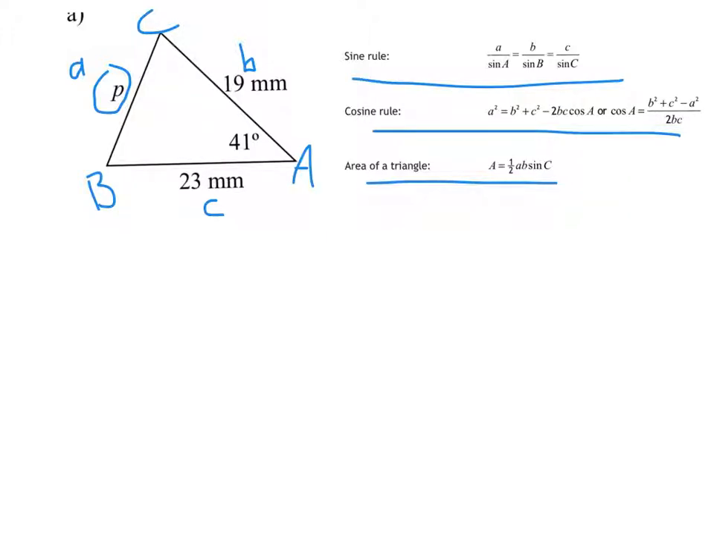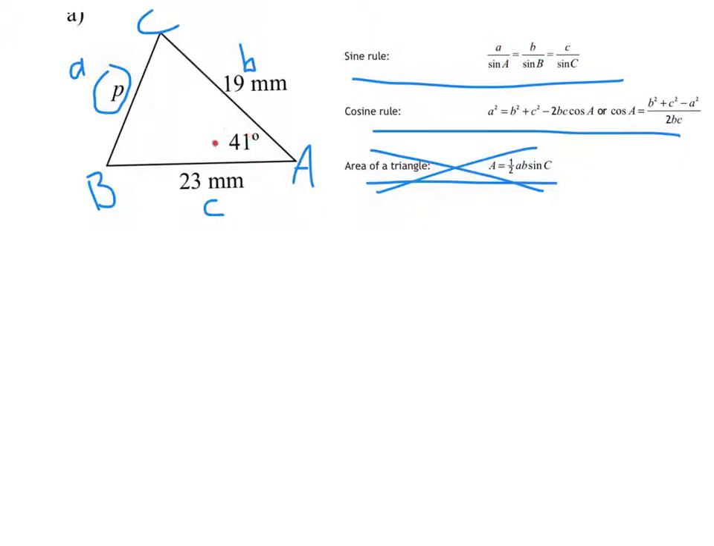Am I using sine rule, cosine rule, or area of a triangle? I'm not given the area of the triangle, and I'm not asked to find the area of the triangle, so I can rule that one out. Now, sine rule or cosine rule? Well, to use sine rule, I need two pairs of sides and their opposite angles. I need to be working with those four things and trying to find one of them.